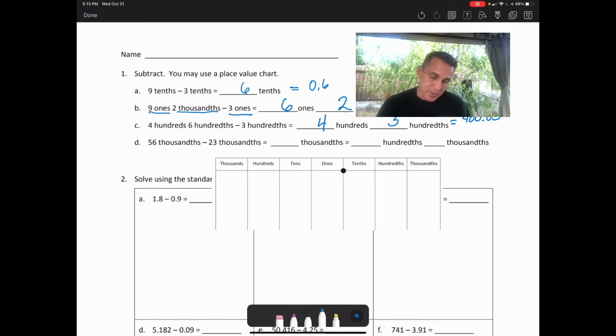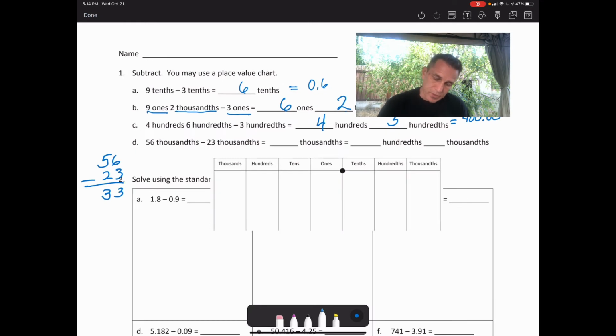All right, the last problem, it says 56 thousandths minus 23 thousandths. So what I would want to do is, again, like I did with the tenths in the first problem, replace the word thousandths with apples. So it'd be like 56 apples minus 23 apples. So I'm basically just going to do, on the side here, 56 minus 23. I do that subtraction problem, and I have 33 left, and it's going to be thousandths since I'm subtracting thousandths.